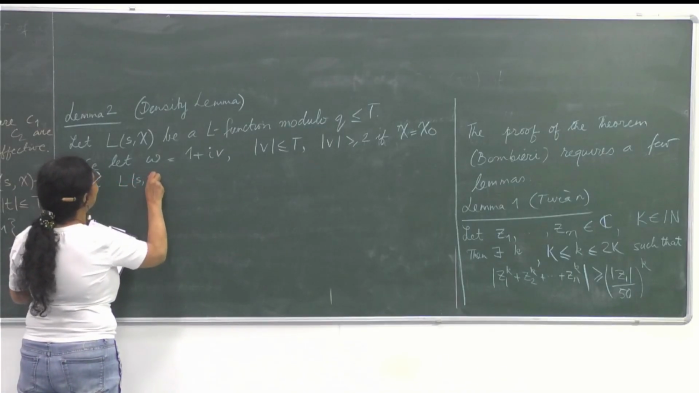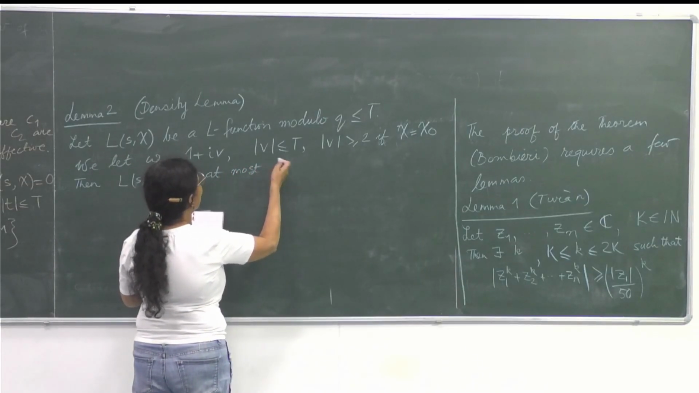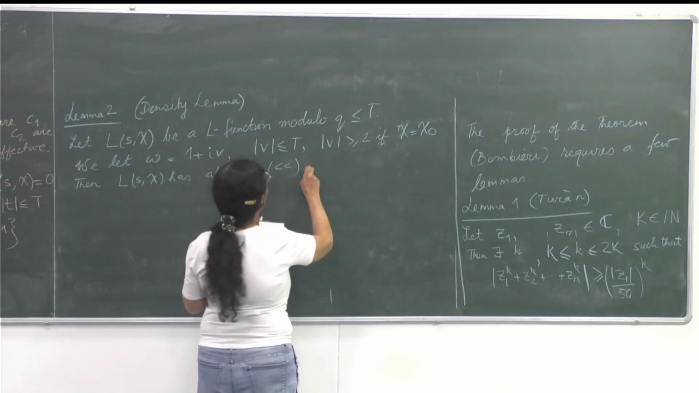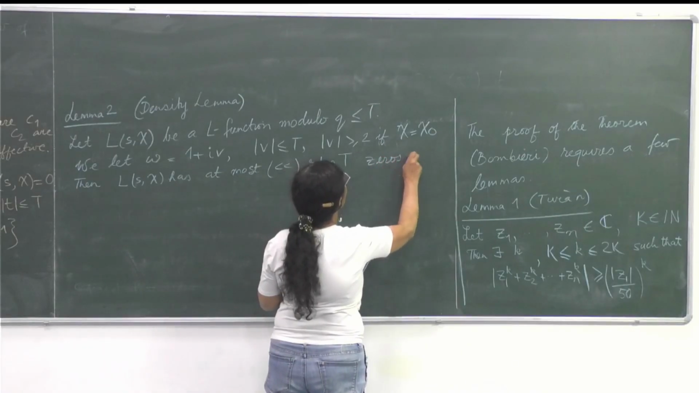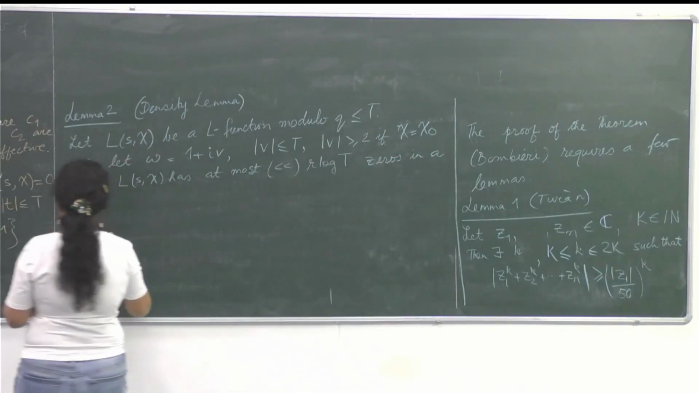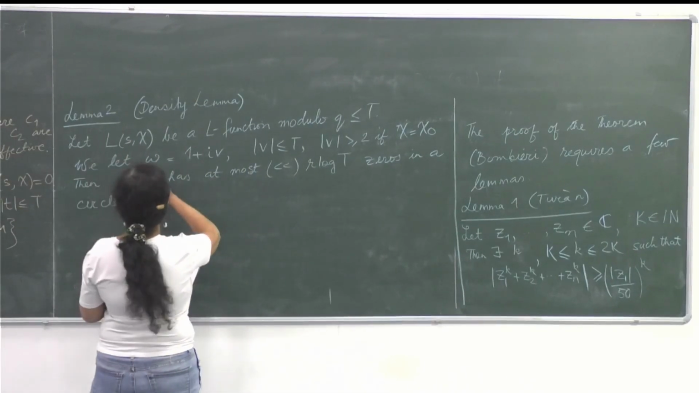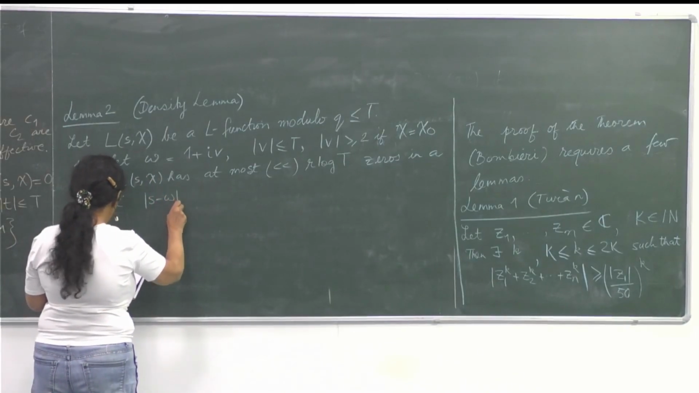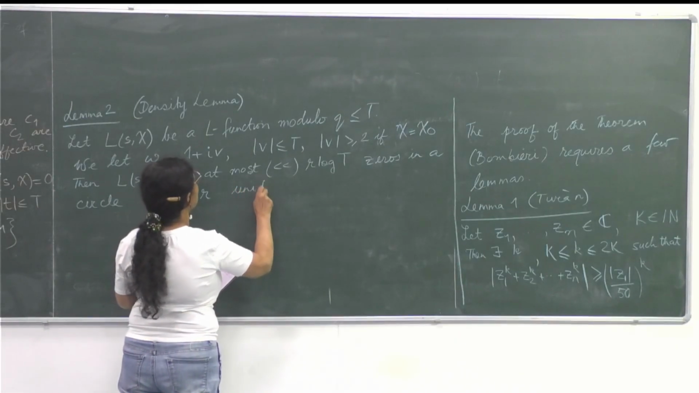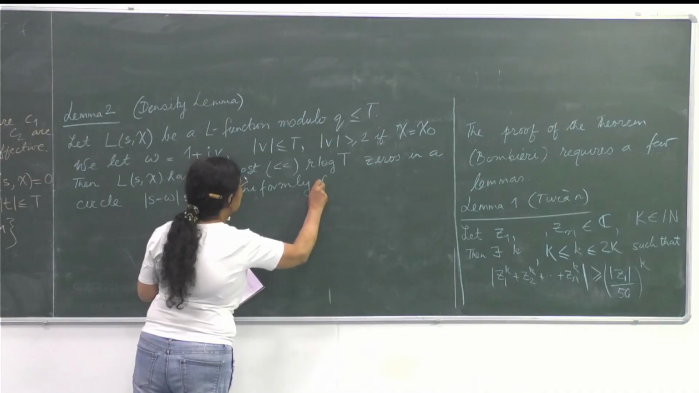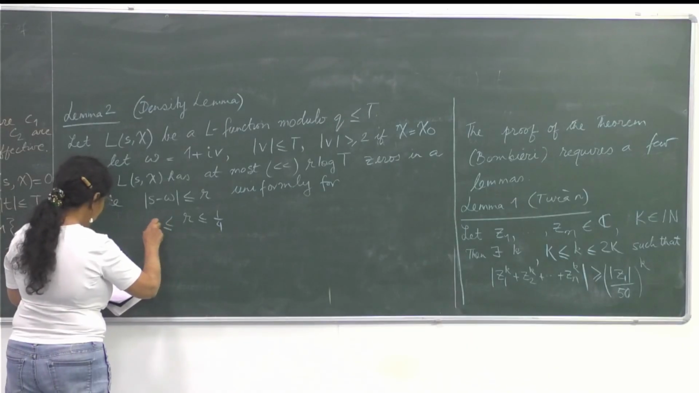L(s, chi) has at most R log T zeros in a circle, where you have an s here and you have a W here, so |s minus W| is less than or equal to R, uniformly for R between 1/4 and 1 by log T.